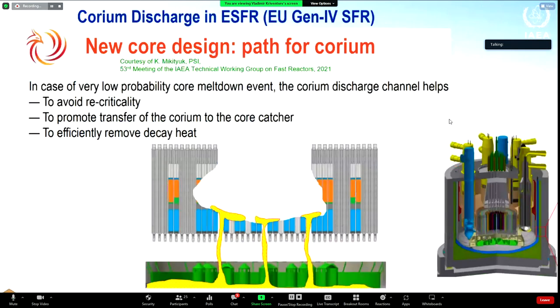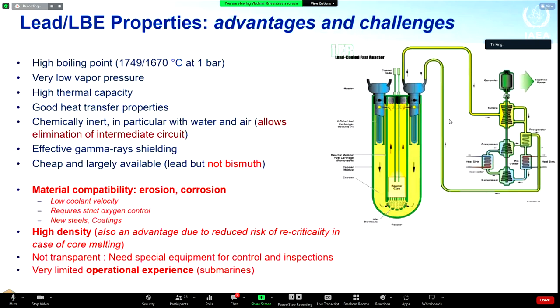And this slide shows several shutdown systems, and even in case of a core meltdown, using special dedicated core catchers, we can ensure that there will not be a huge or quick release of the radioactive material to the environment.